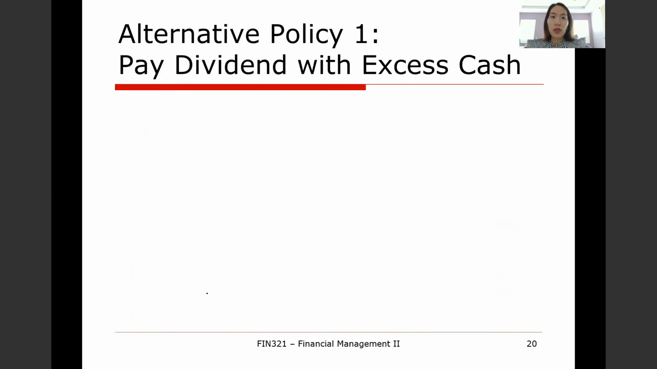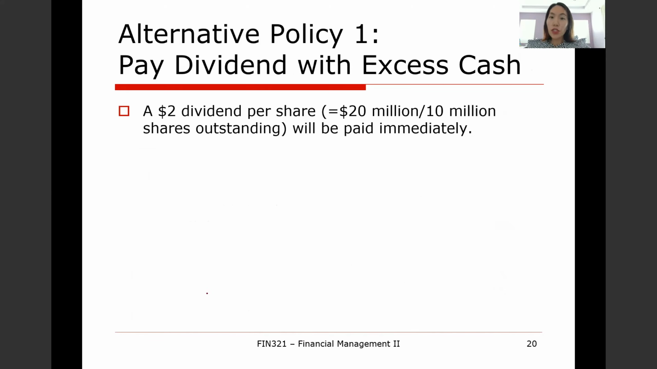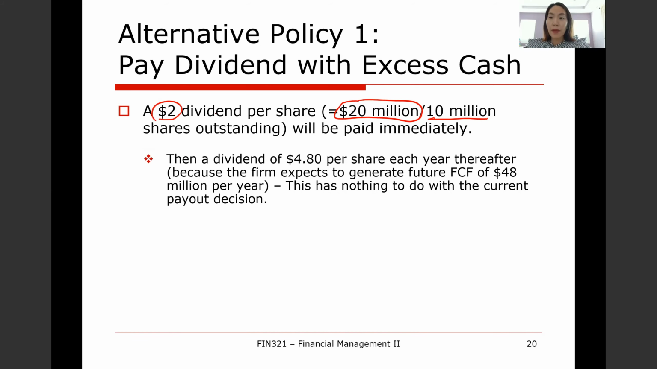All right, so let's evaluate alternative policy one, where the company will use the $20 million excess cash to pay out a cash dividend. The dividend is equally distributed over all 10 million shares outstanding, so that means a $2 dividend per share. Each shareholder will receive a $2 cash dividend immediately, at time 0 in the current year, and then a dividend of $4.8 per share each year thereafter will repeat.